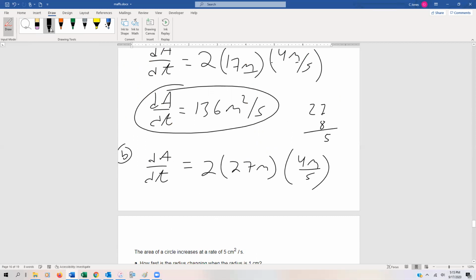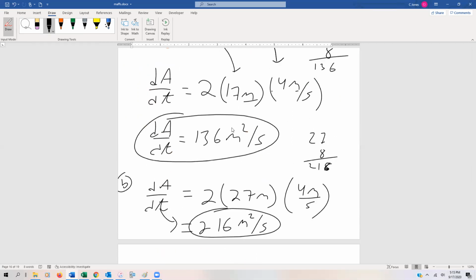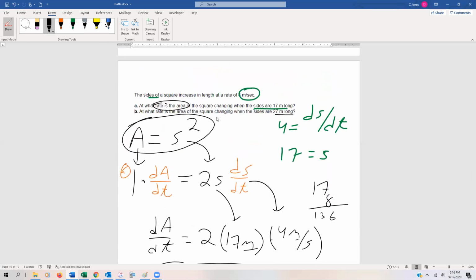Again, that's going to be 56, and so 216. So this is going to be equal to 216 meters squared per second. And that's our dA/dt. All right, so hopefully that makes a little bit of sense to you. A really elementary example of this.